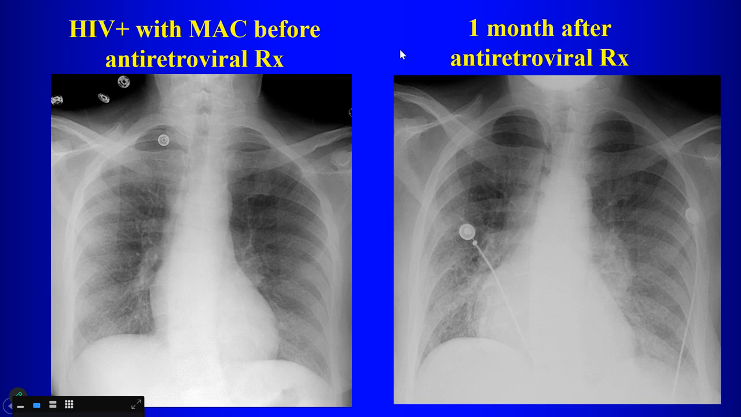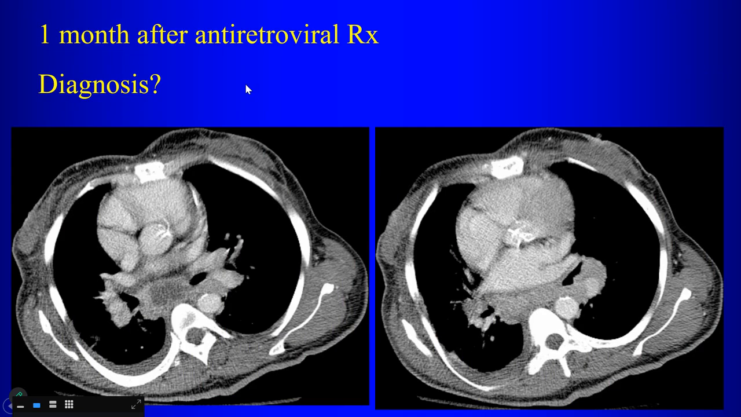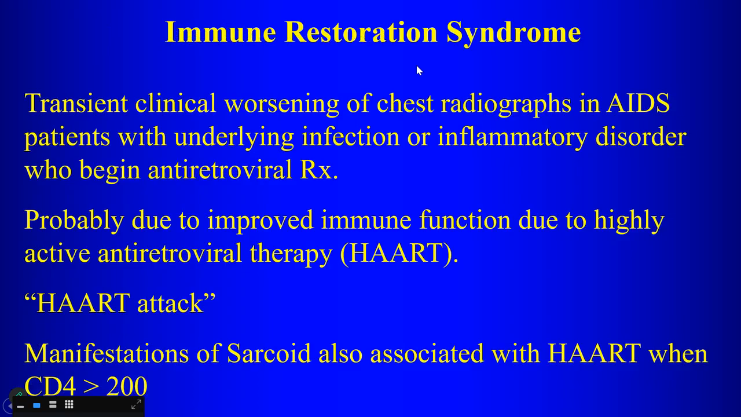So what am I showing you here? What does this represent? Reconstitution of the immune response. So 1 month after antiretroviral therapy, you can see that the lymphadenopathy can progress in these patients, even though the infection itself may be controlled. This is called immune restoration syndrome.